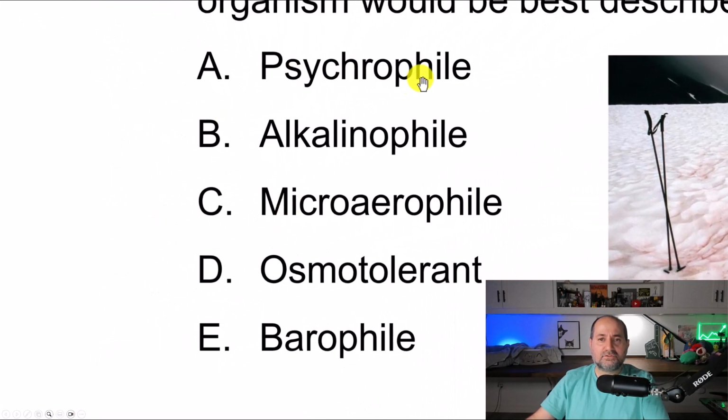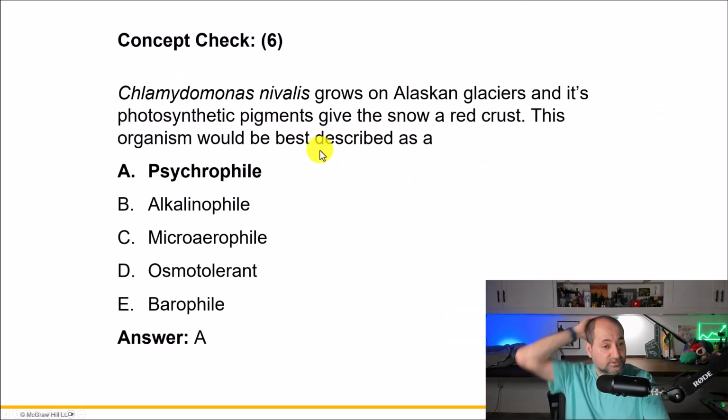Well, wouldn't it be a psychrophile? Because that means grows in cold conditions. So yes, a psychrophile. A normal mesophile would not prefer those Alaskan conditions for growth, right? It would not be able to grow in the Alaskan environment.